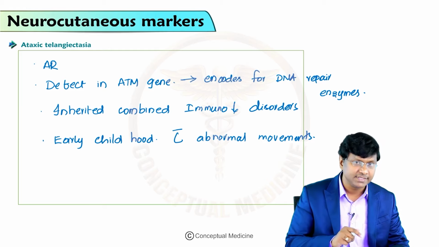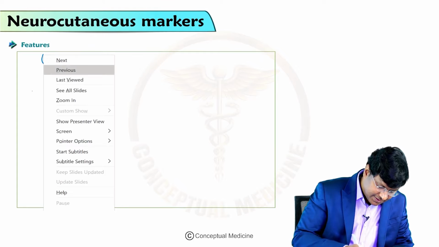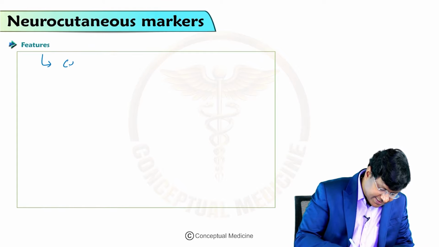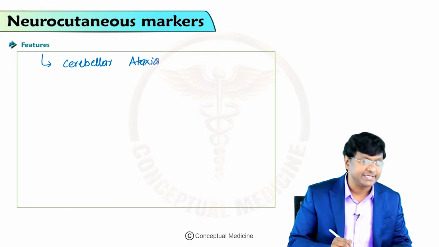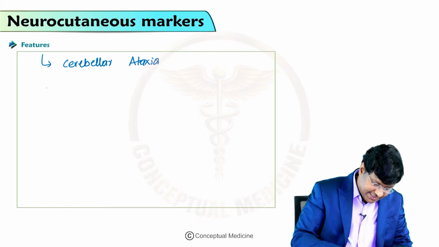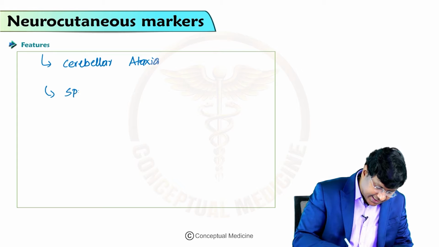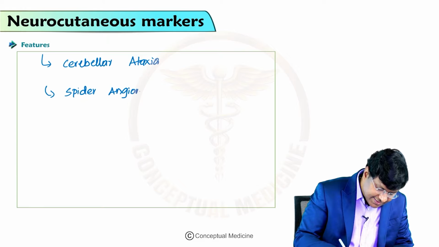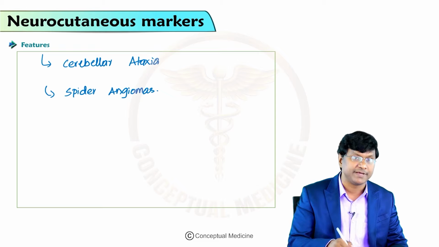And apart from this, the characteristic feature will be ataxia. And what type of ataxia is this? That is cerebellar ataxia. And there are also telangiectasias. What are telangiectasias? They are spider angiomas. These are the other features in case of ataxia telangiectasia, and that will be the cutaneous manifestation.